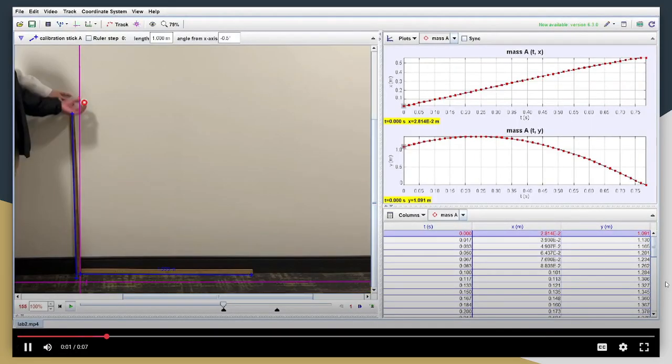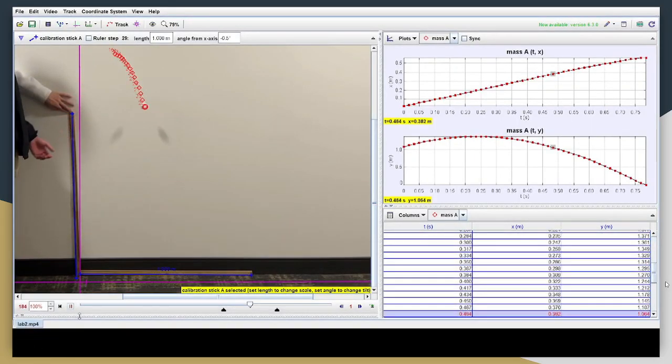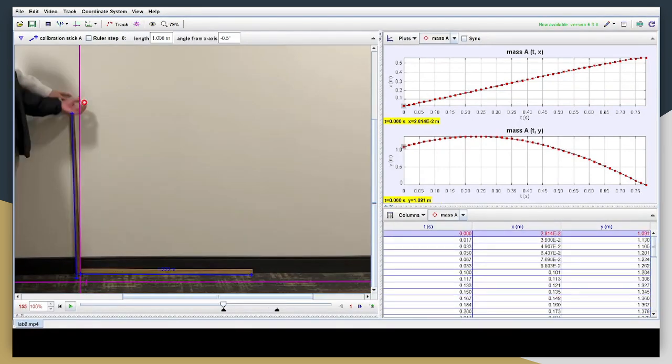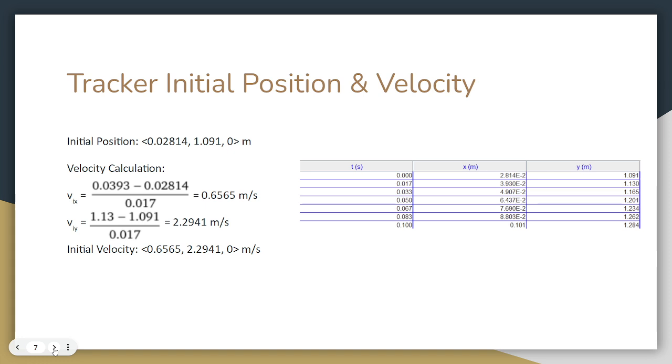This is the Tracker video of the experiment. From Tracker, we can get the initial position and calculate our initial velocity. For the velocity, I took the first two time intervals and did velocity final minus velocity initial over change in time.